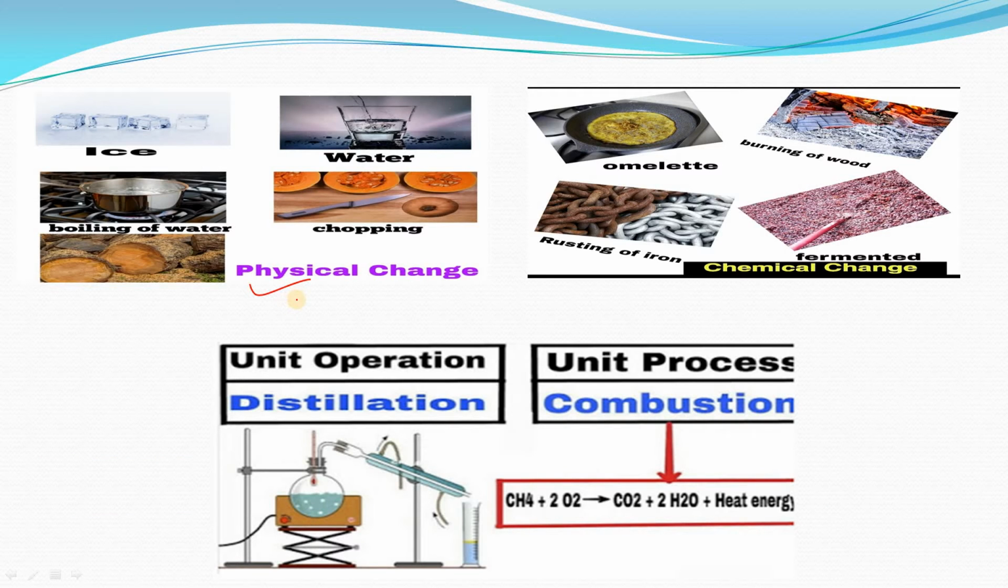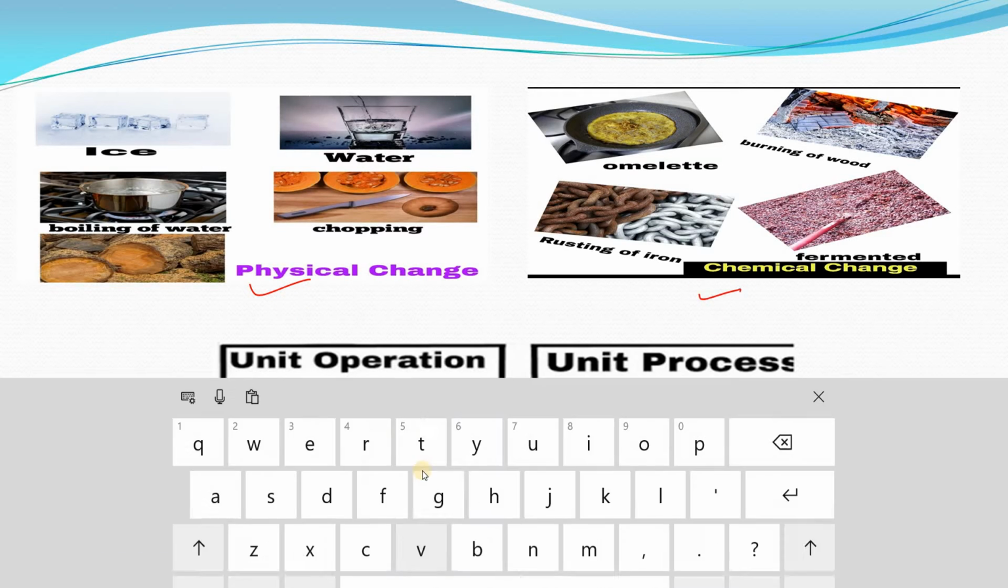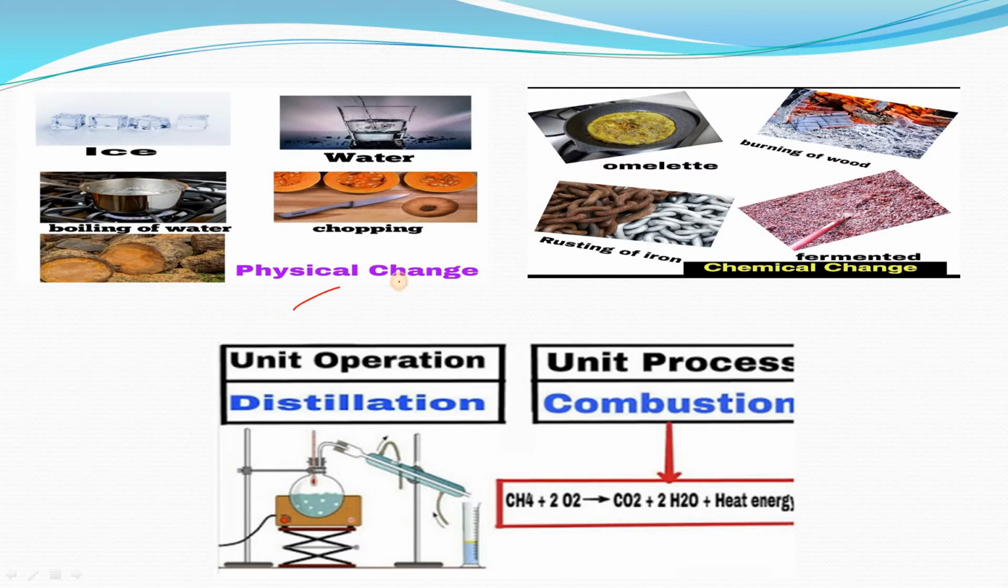Here are the examples of physical changes and chemical changes. In physical change, you will see here, suppose the ice, right? Water can turn into ice and ice can reverse into water. So this is an example of physical change. But in chemical change, suppose this is the burning of wood, an example of combustion, or rusting of iron. What happens there? A chemical reaction happens, right? That's why this is a chemical change.